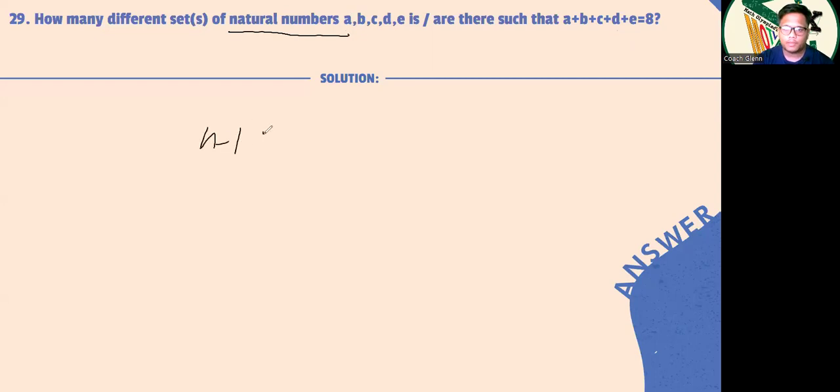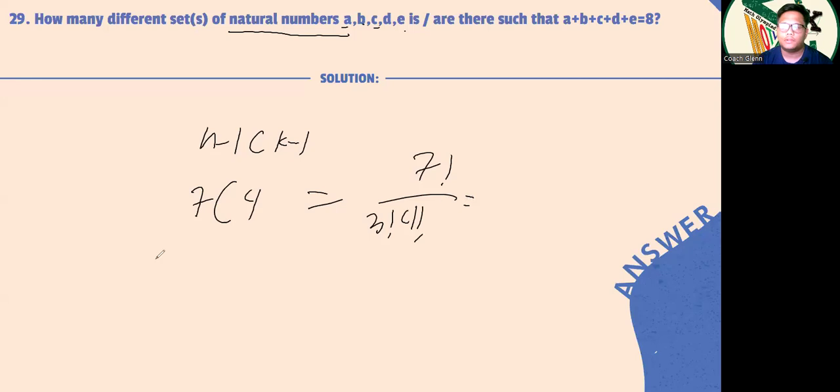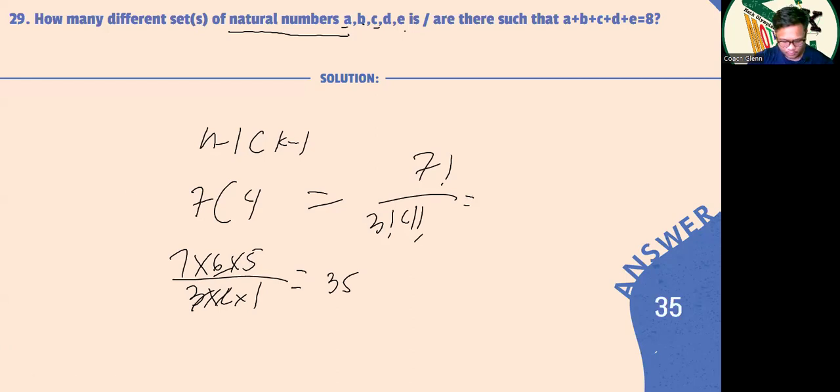That's going to be n minus 1 choose k minus 1. So your n is 8, so that's 7. And your k is 5 because we have 5 numbers, so that's 4. So that translates to 7 factorial over 3 factorial, 4 factorial. So that's 7 times 6 times 5 over 3 times 2 times 1. So cancel this one. So we have 7 times 5, which is 35. Okay, any questions for this one?